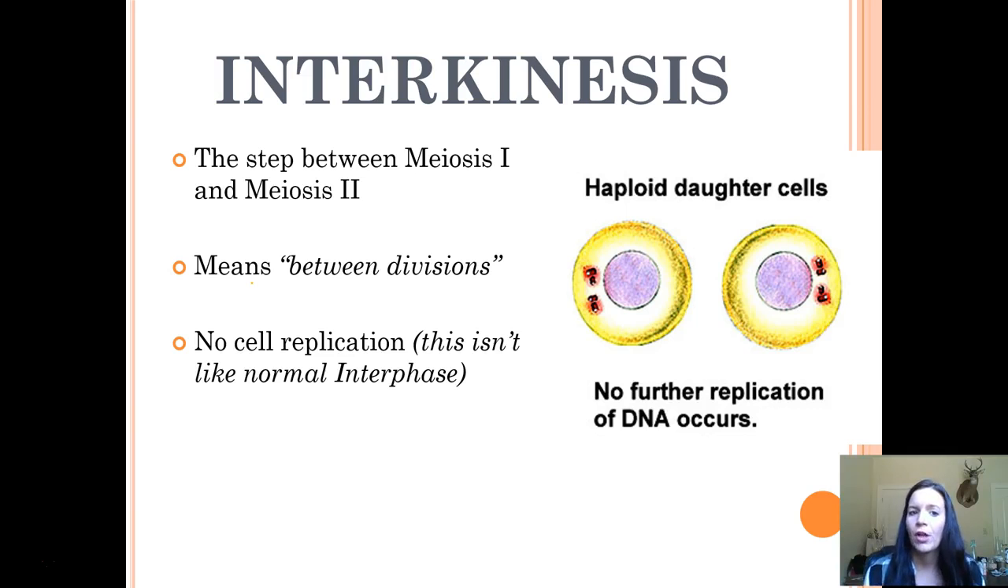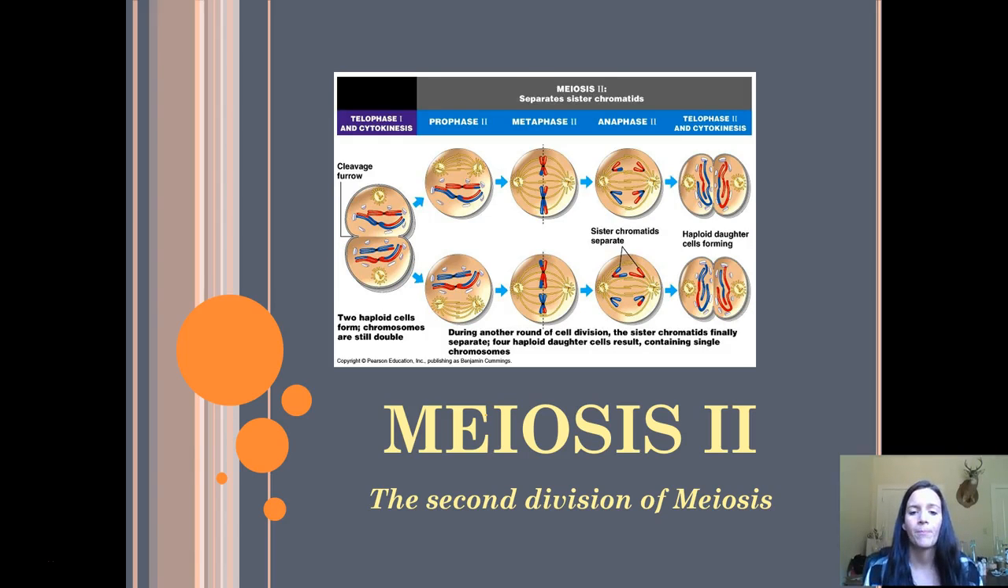Then we move into something called interkinesis. This is the step between meiosis 1 and meiosis 2, and it simply means between divisions. So there's no cell replication here though. It's not like normal interphase. It's just kind of a holding point before it moves on to part 2 of meiosis.